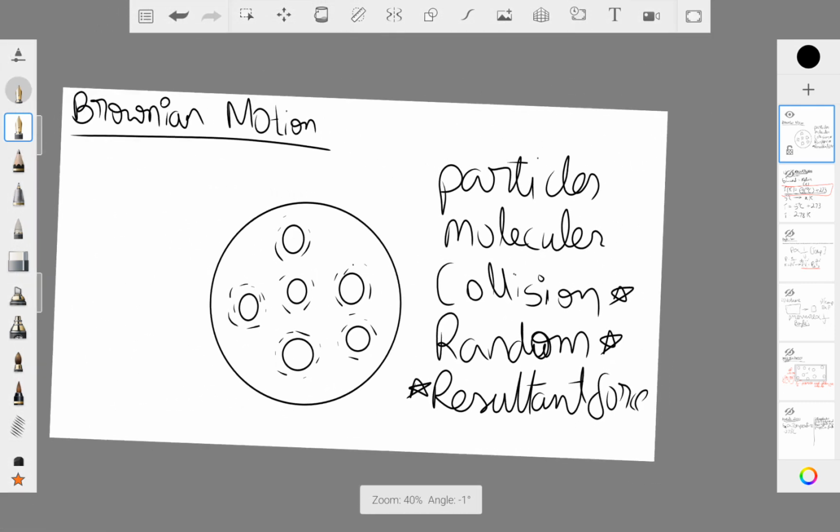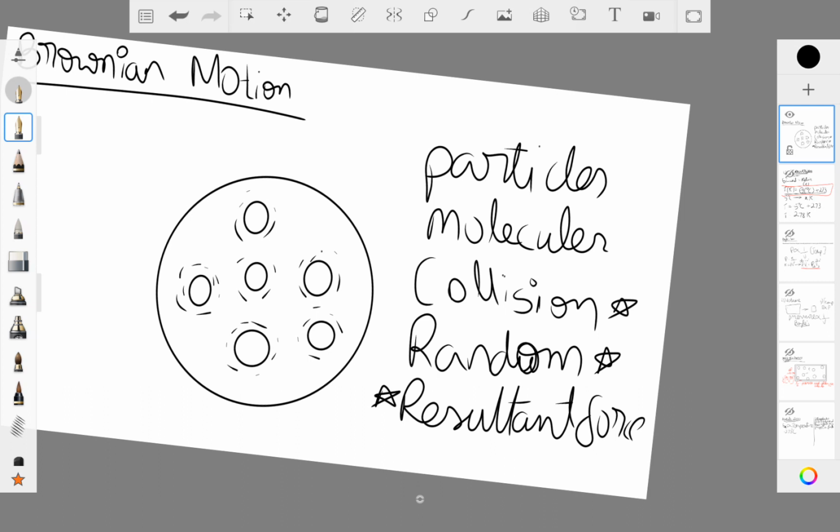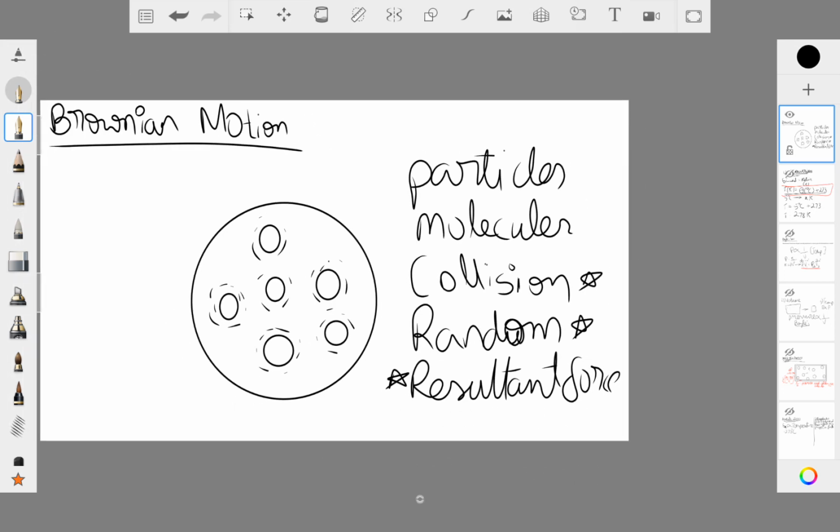Right, so let me explain Brownian motion using my pollen grain example. Basically, the larger pollen grains are suspended in water which has smaller molecules. The pollen grain particles are constantly being collided with by the water molecules, and the random collisions that occur between the two cause a resultant force to act on the pollen grains, causing them to move about randomly. And with that, that's all you really need to say about Brownian motion.